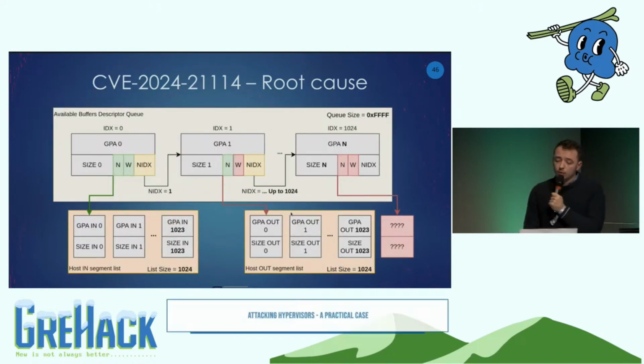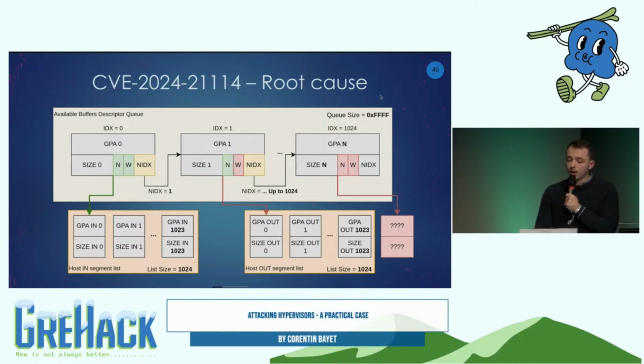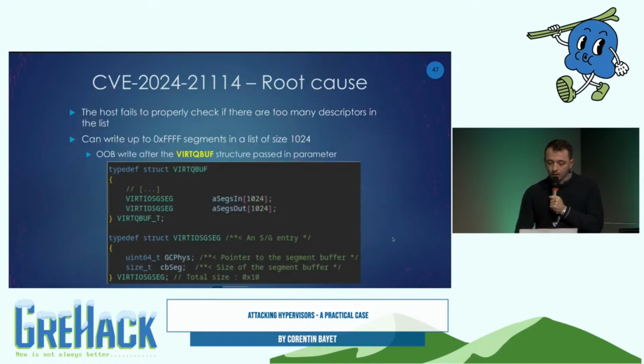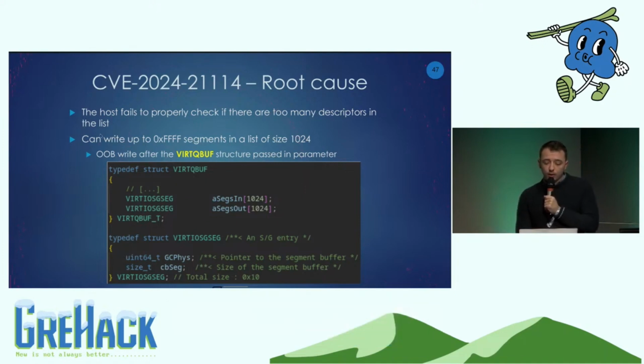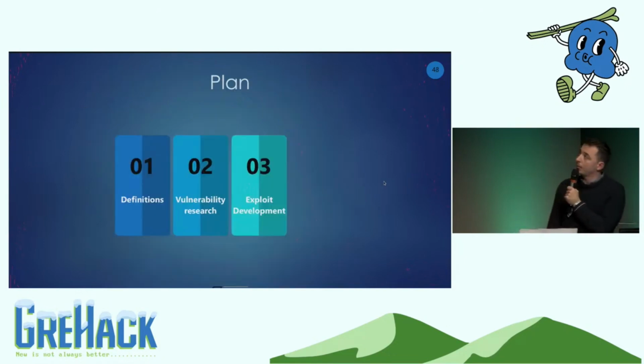So if you go back to our descriptor chain, the list outside is still fixed to 1024, but you can have up to 0xFFFF descriptors in the chain. So you can just chain more than 1024 descriptors, and it will start writing the result outside of the buffer. So the host fails to properly check if there are too many descriptors in the chain. You can write up to 0xFFFF segments in a list of only 1024. And the result is you have an out-of-bounds write after the virtio_buff structure, which is passed as a parameter. So let's see how we can exploit that.